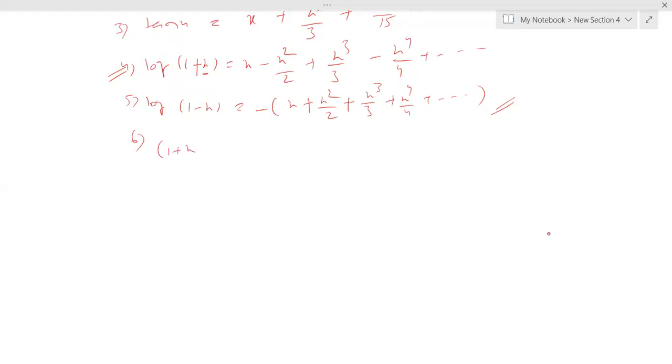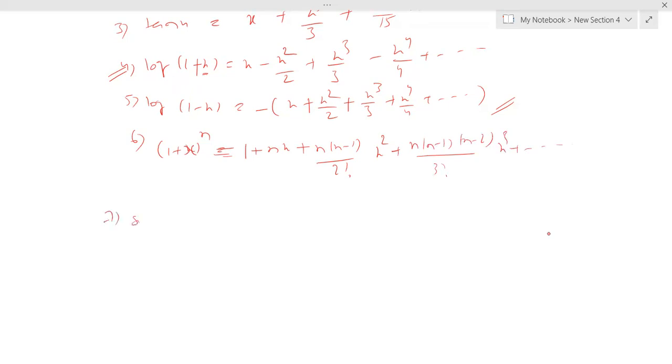Next one, 1 plus x whole power n. This is also derived using the binomial theorem at intermediate level. Anyhow, here we apply the series expansion. 1 plus x whole power n is 1 plus nx plus n into n minus 1 by 2 factorial into x square, plus n into n minus 1 into n minus 2 by 3 factorial into x cube, plus and so on.